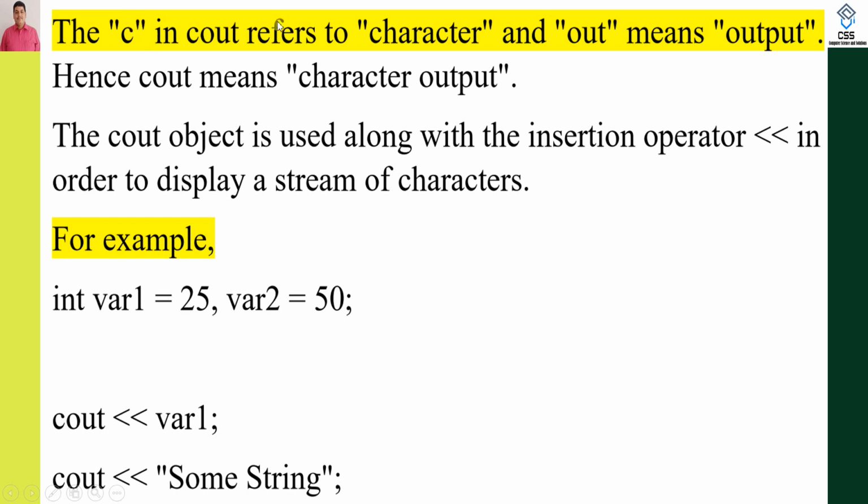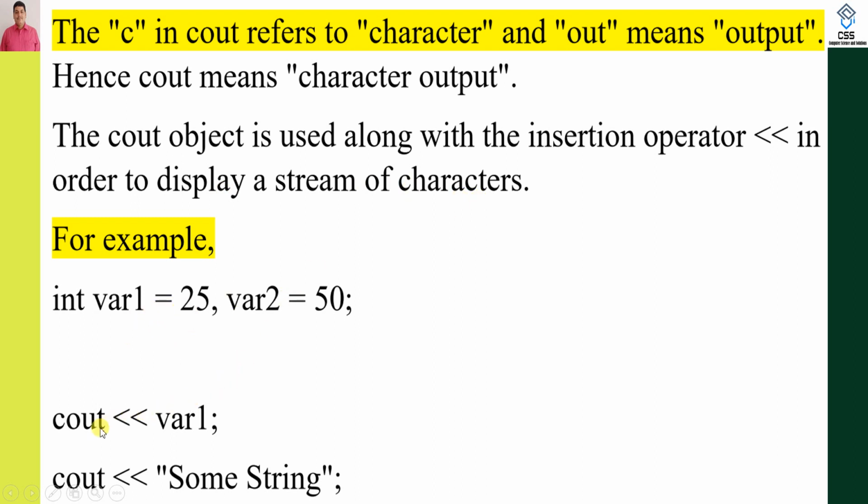Here C refers to character, out refers to the output, and hence cout means character output. Cin is the character input, cout is the character output. The cout object along with the insertion operator << is used to display the stream of characters, that is, a set of characters. Suppose you have taken variable 1, variable 2.